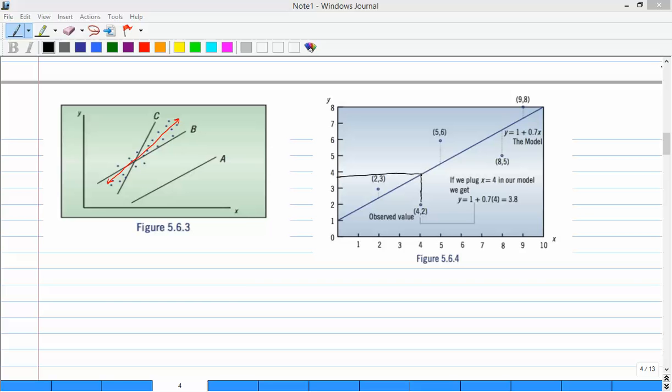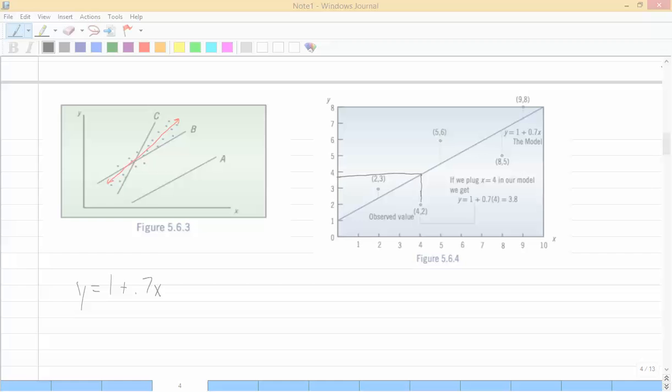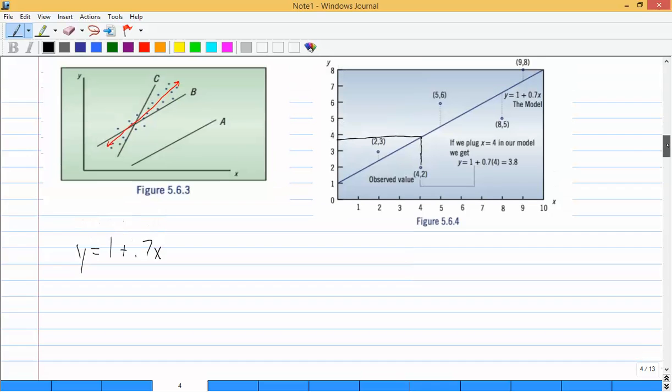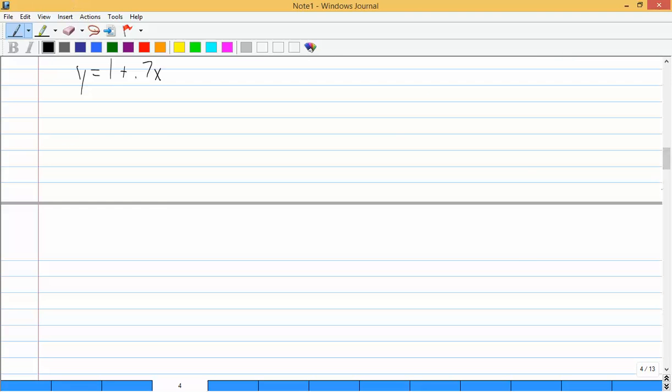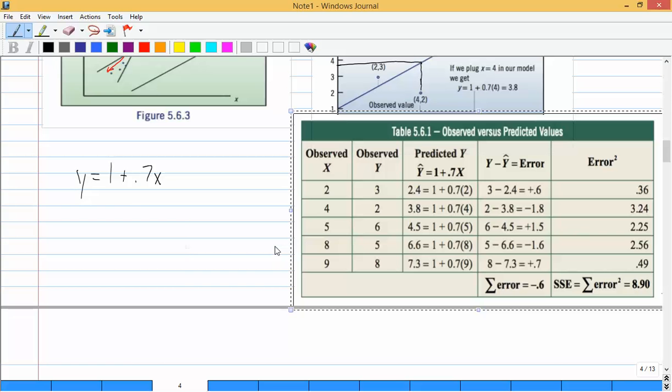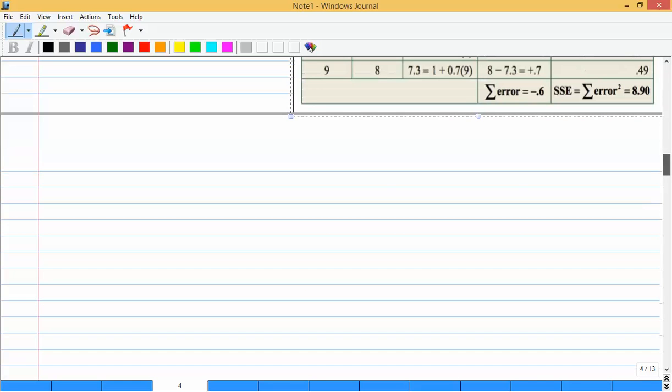So your book took this equation here, this y equals 1 plus 0.7x, and it plugged in, it made a table. I'm going to put this table up here. So we're looking at that equation, and this is on page 202. I might need to take that to the next page.